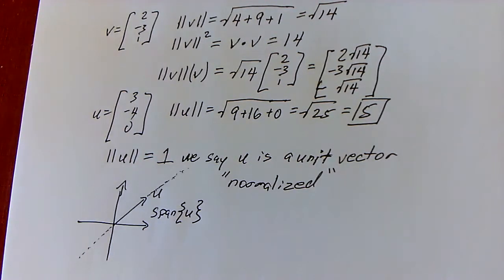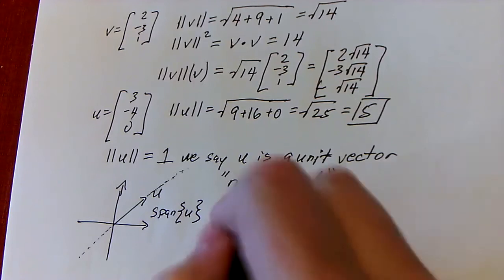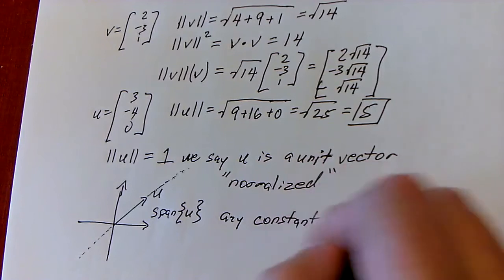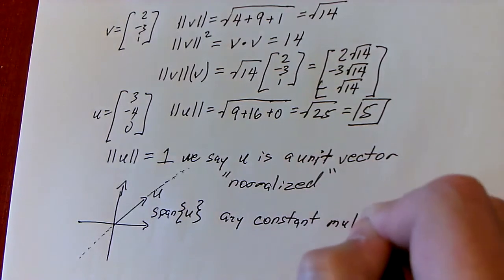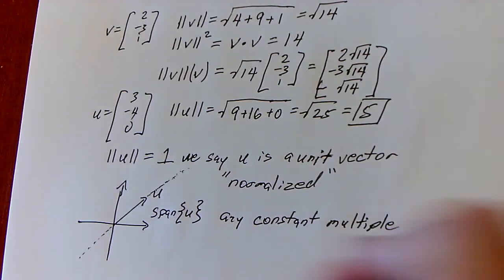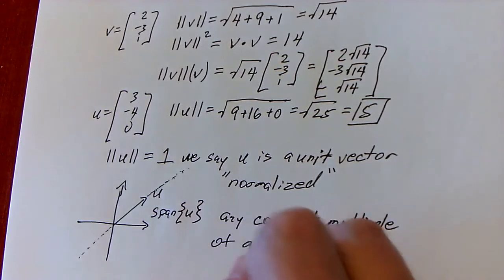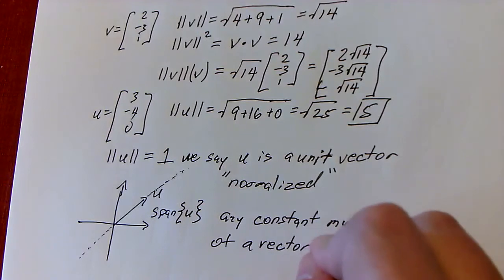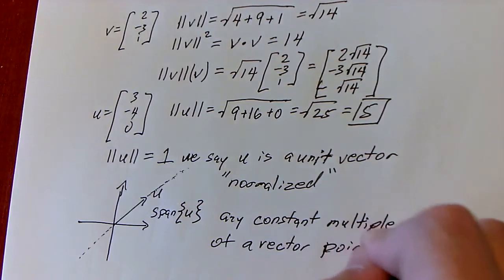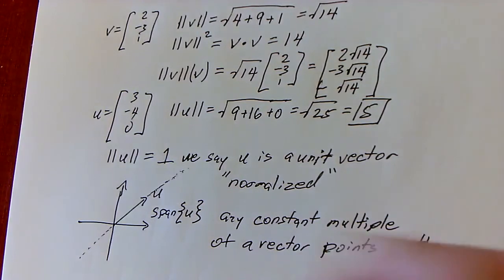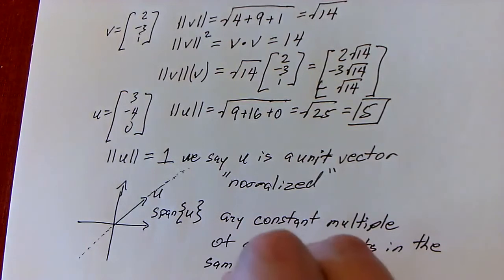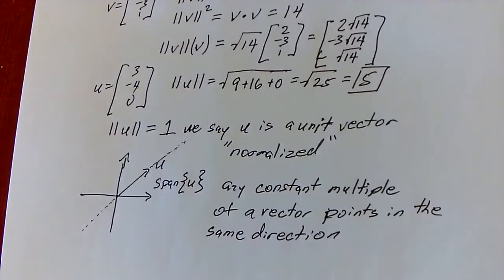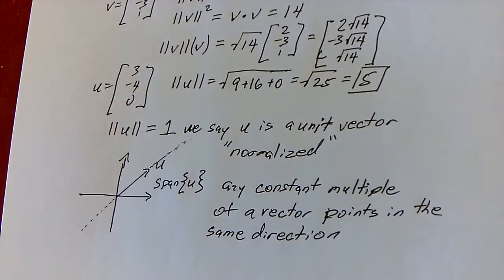I told you we would relate it back to the things we've talked about. So any constant multiple of a vector points in the same direction. Just a fancy way of saying it's a linear combination. It lies in the same line.